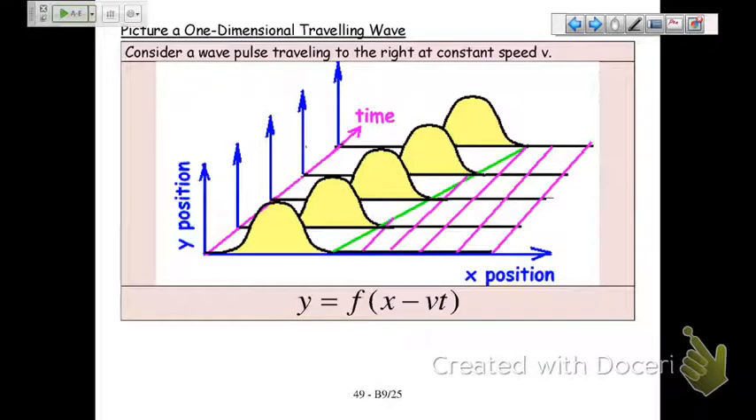How much longer do we have? We got like 10 minutes before the little buzzer goes off. So I'm going to do this next bit.